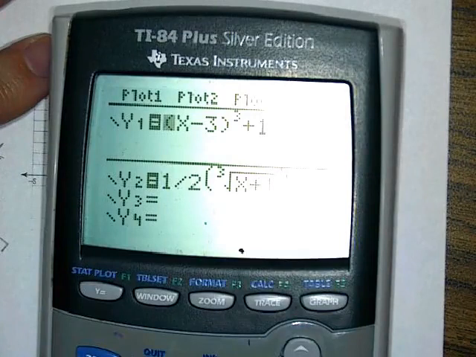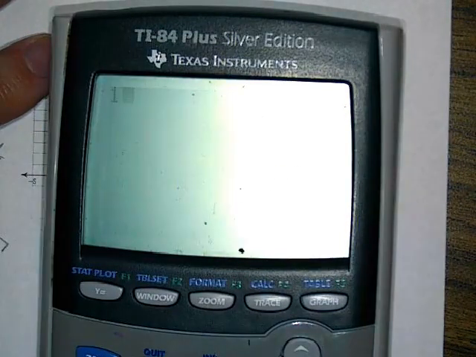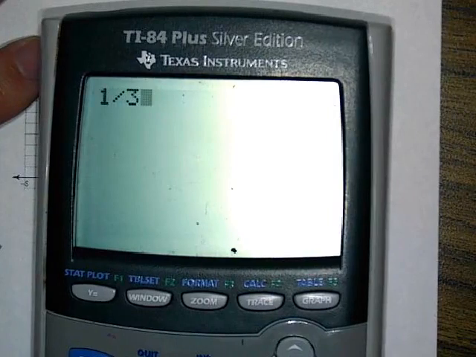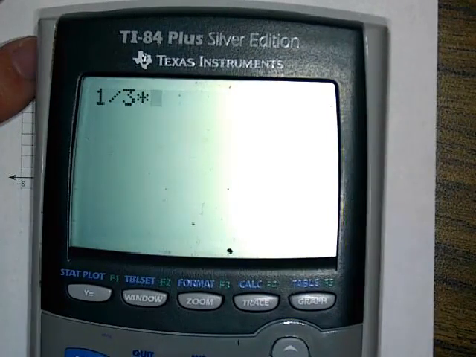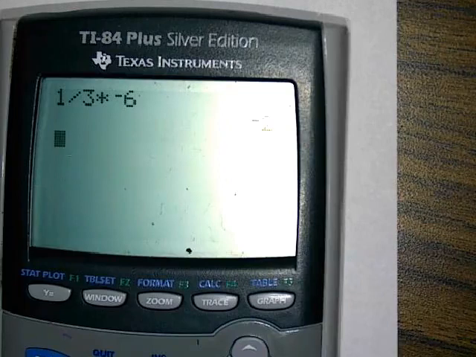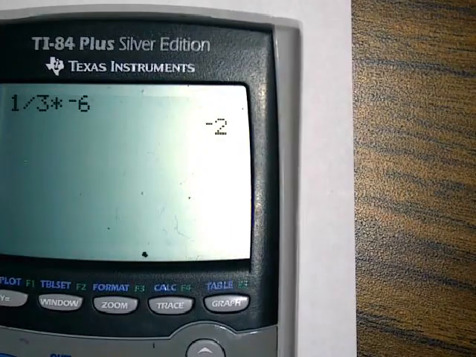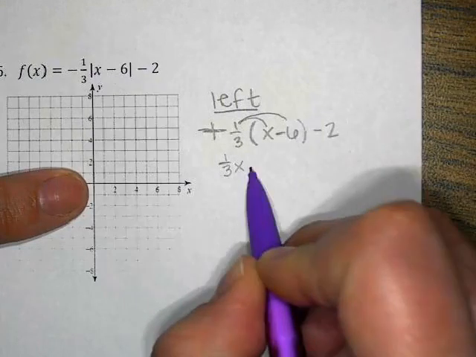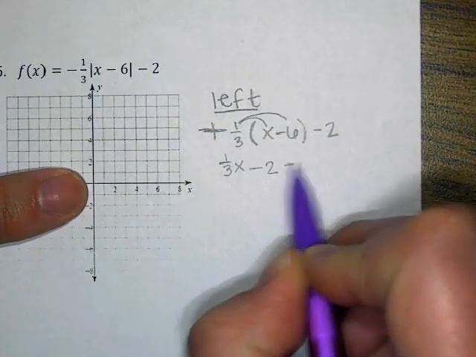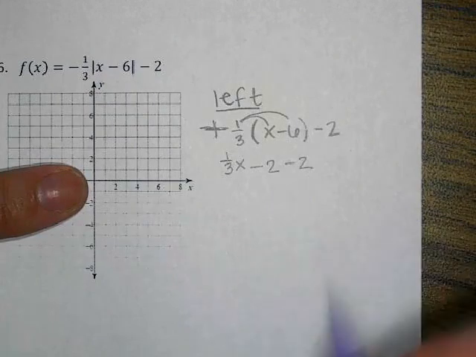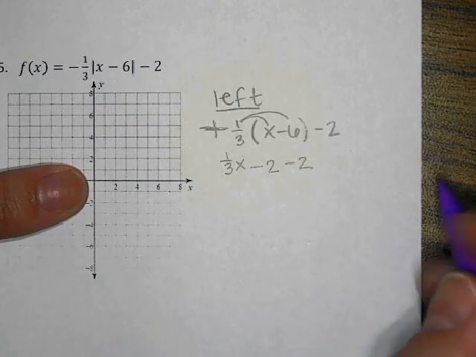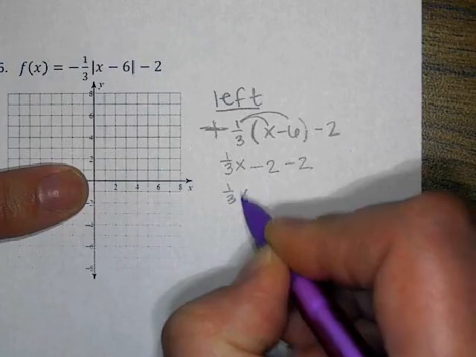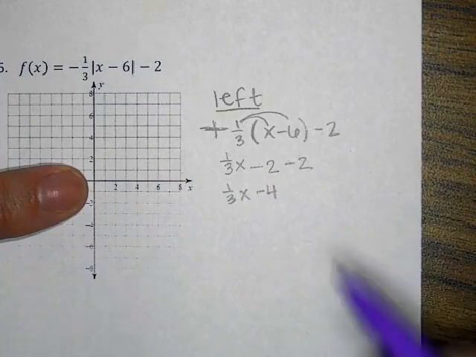So we'll show that on our calculator. 1 divided by 3 is 1/3. 1/3 times -6 is -2. So you don't have to know that off the top of your head, although it's fine if you can do that. So 1/3 x minus 2, and then we have a minus 2 on the end. So what does that give me? -4. 1/3 x minus 4. So we have finished the left side. The left side is ready to go.